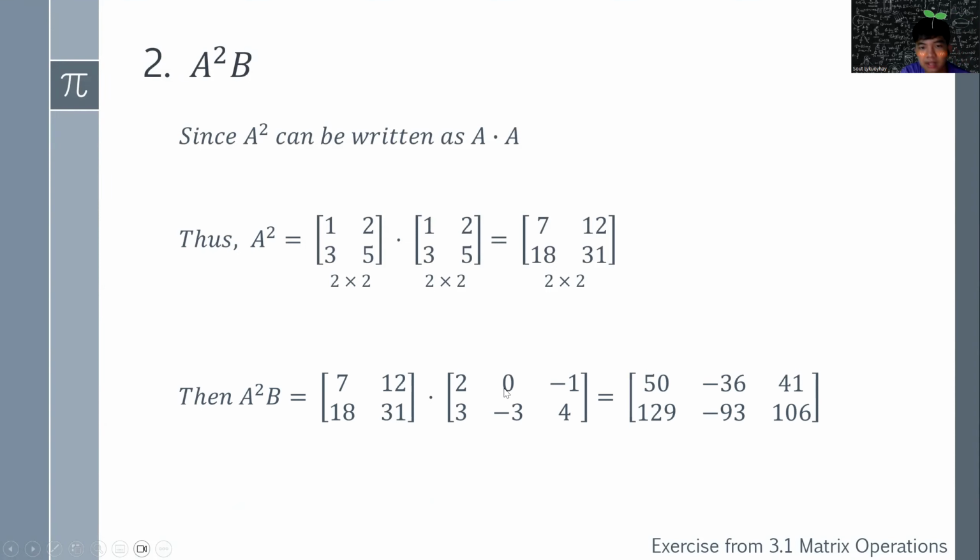B is given. So A squared is a 2 by 2 matrix times B, which is a 2 by 3 matrix. So the answer might be 2 by 3. And here is the answer. We do it by using the multiplication way.